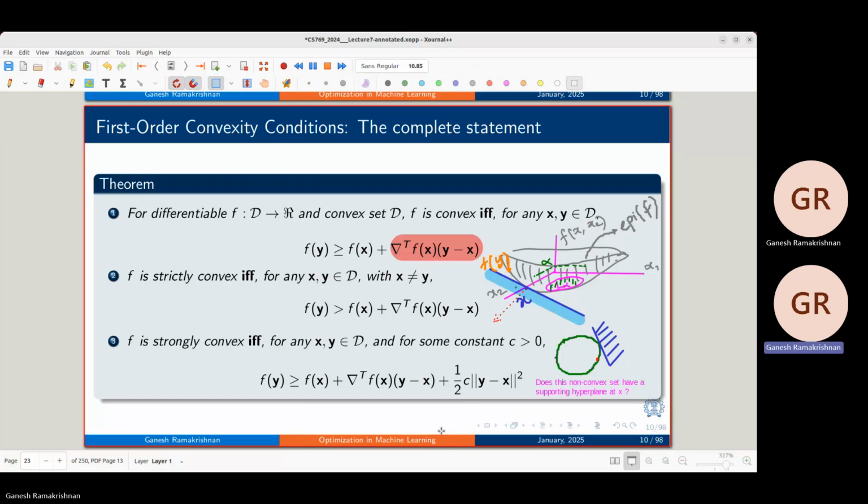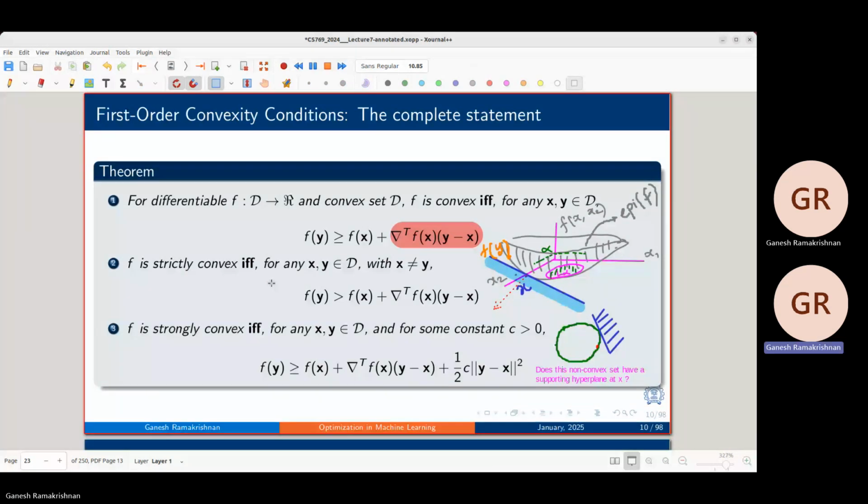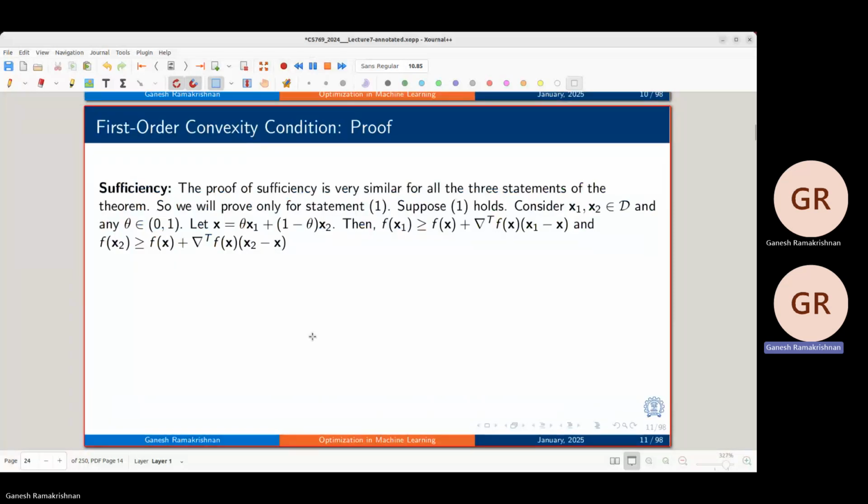So all this is fine with geometric intuition. How do you prove it? Okay, I'm going to go through the proofs a little quickly. I'll only point out one non-triviality in the proof. The trivial parts we'll just run over. So of the two, sufficiency is a very trivial part. What does sufficiency say? That if the first order condition holds. Okay, let's write down the first order condition on the board just once.